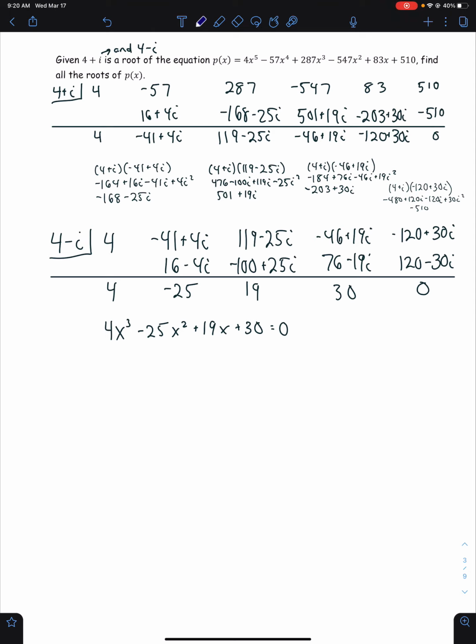That second 4 minus i is a little bit nicer and easier because the i's end up canceling out. Big thing, it's so easy to make a mistake on this. If you know it's a root and you don't get a remainder of 0, think about another word for root: it's 0. And if you don't get a remainder of 0, you did something wrong. So go back and make sure you check your arithmetic.